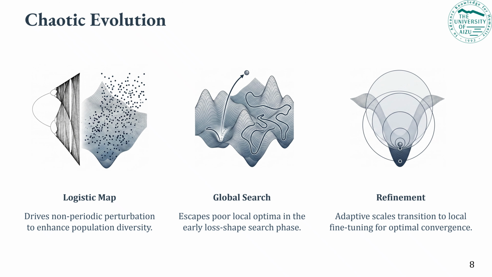What is chaotic evolution? Standard mutation often uses Gaussian noise, but its search pattern can be limited. EDL uses a chaotic coefficient from the logistic map to control the mutation amplitude. When the chaotic value is small, the step is small, which helps careful improvement. When the chaotic value is large, the step is larger, which helps the search leave bad regions. So chaotic mutation balances exploration and refinement in loss shape search.